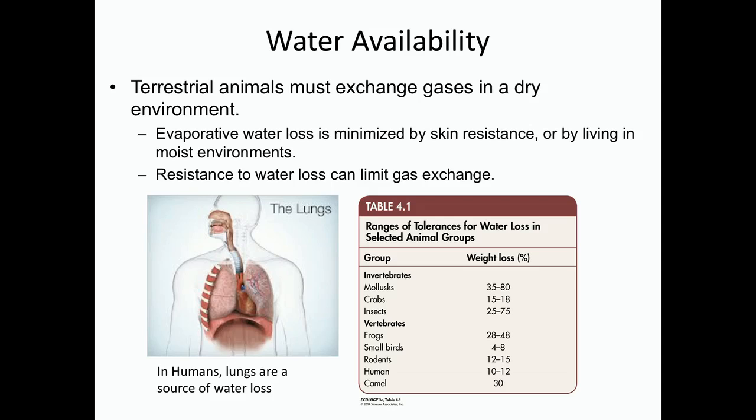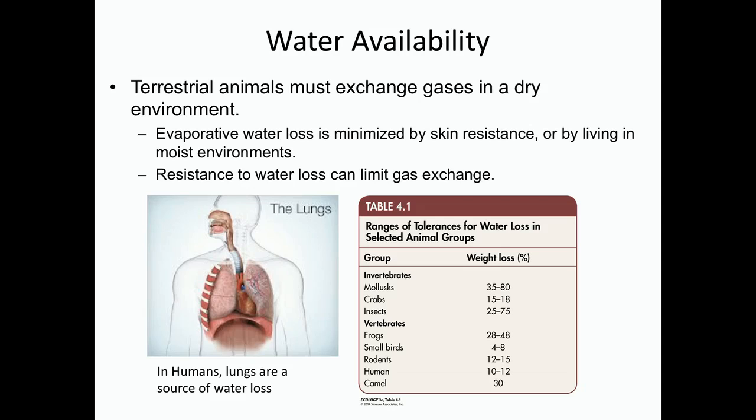As those gases are entering and exiting the organism, they can lead to evaporative water loss. So organisms in a terrestrial environment have to minimize their evaporative water loss. Some organisms will do this through skin resistance. Humans have fairly waterproof skin. We don't lose very much water across our skin. Or they could do this simply by living in environments where they don't have to worry about water loss because they have ready access to it.